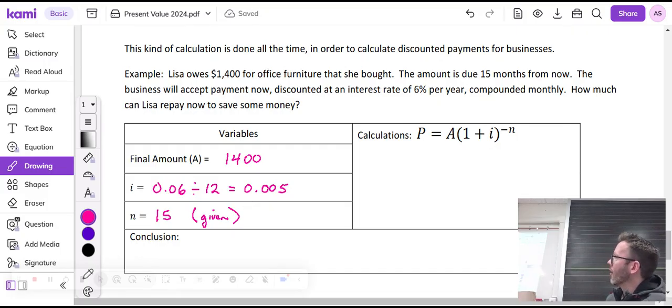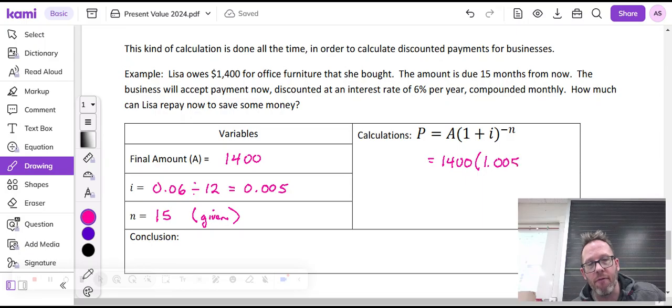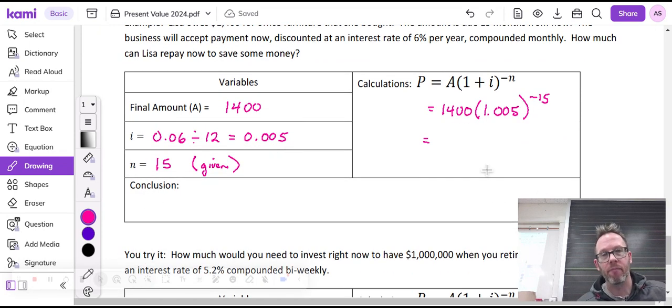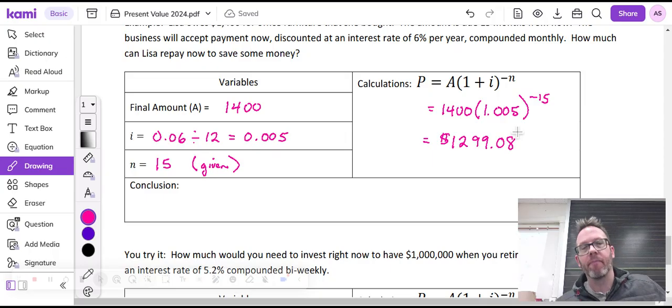So we're going to use our formula to find out what Lisa could pay right now, a bit of a discounted price if she's paying up front. 1.005. We are using negative n, so negative 15. It'll be less, and that's okay. 1,299.08. You guys get that too?